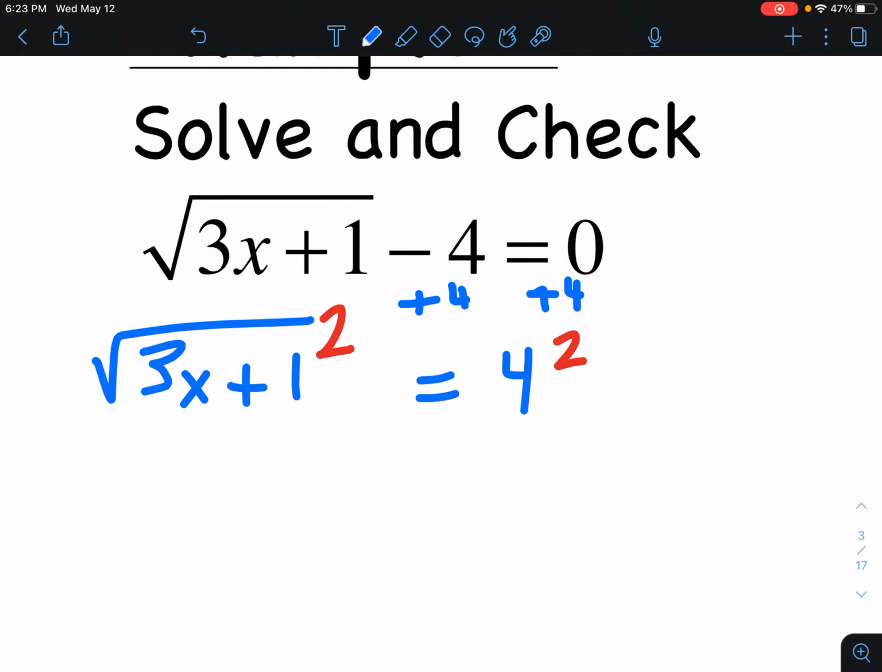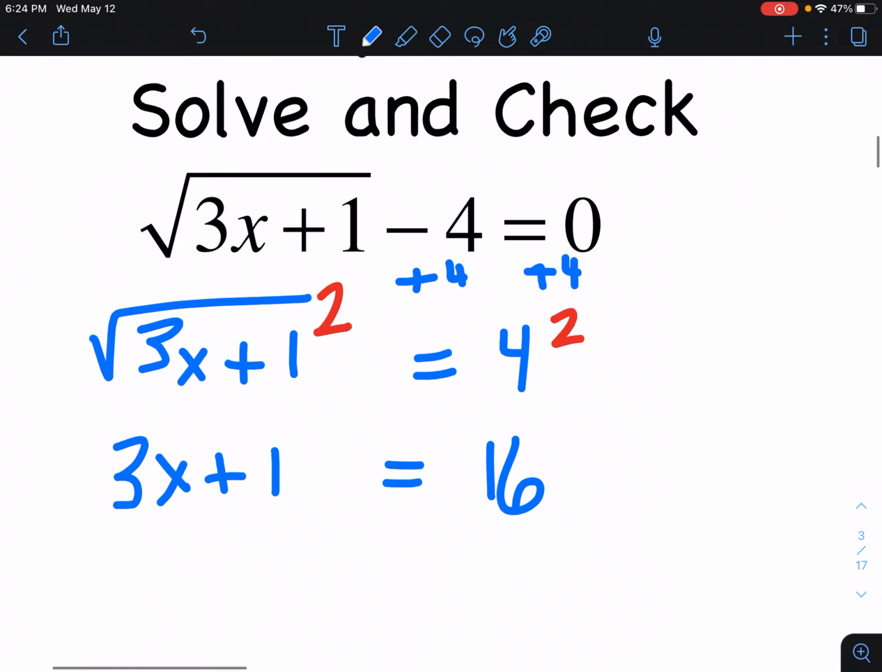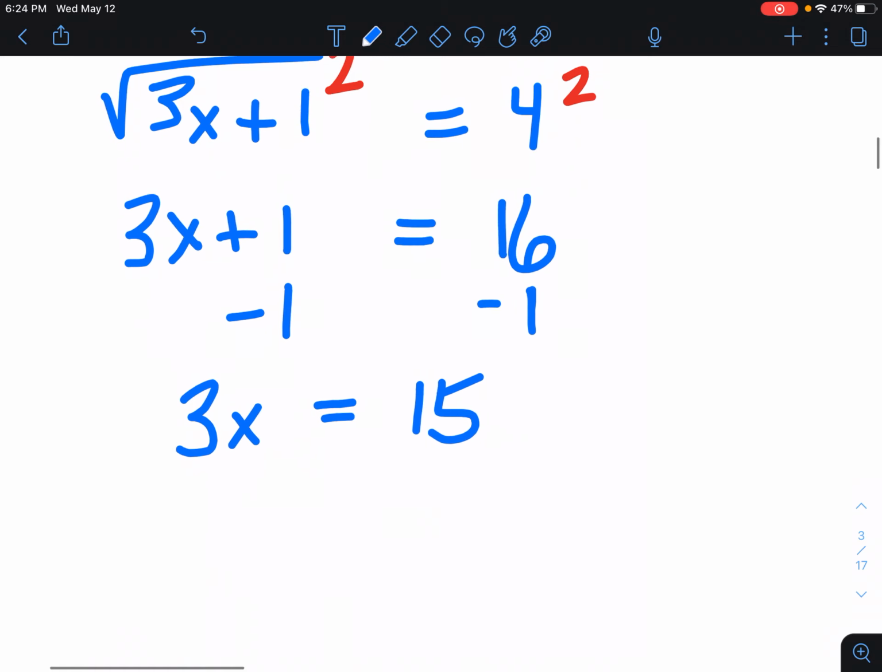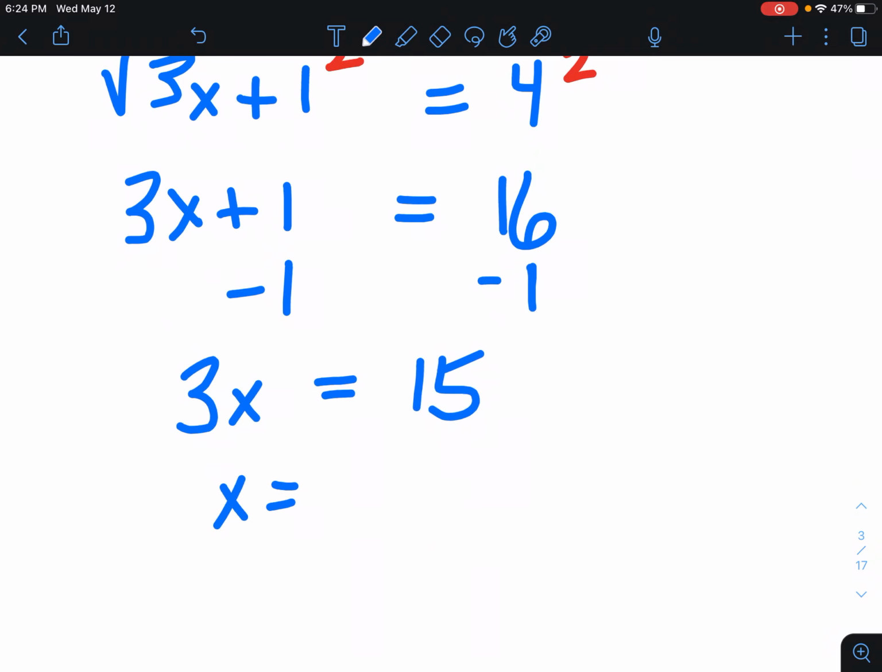On the left side, get rid of the radical and just drop down what was in the radical, called the radicand, and that's 3x plus 1. And do the squaring on the right. So remember, we're canceling on one side, doing the math on the other side. So then, it just turns into a simple equation that you guys have been solving since Algebra 1. You're going to subtract 1 from both sides. And then divide by 3 to have x is 5.